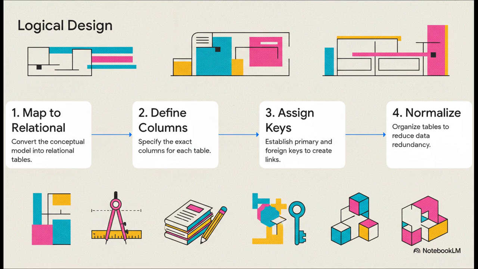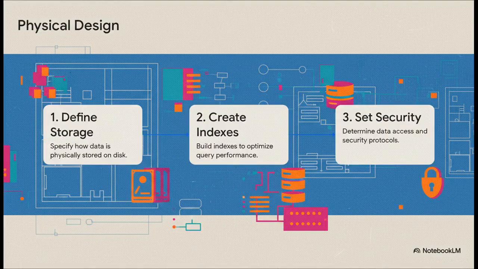So much more efficient. After that comes physical design, and this is where the rubber really meets the road. This is like the architect specifying the exact type of concrete and steel to use for the foundation. Here, we decide how the data is physically stored on the disk drives. We create indexes to make searching for information lightning fast, and we build out the security to make sure only the right people can access the data.